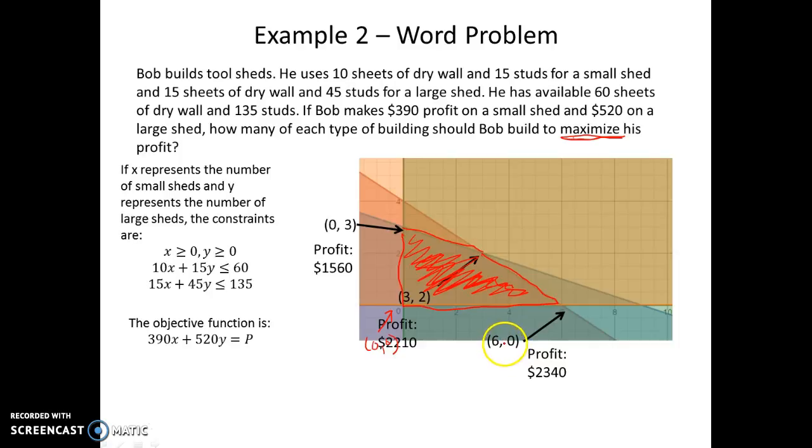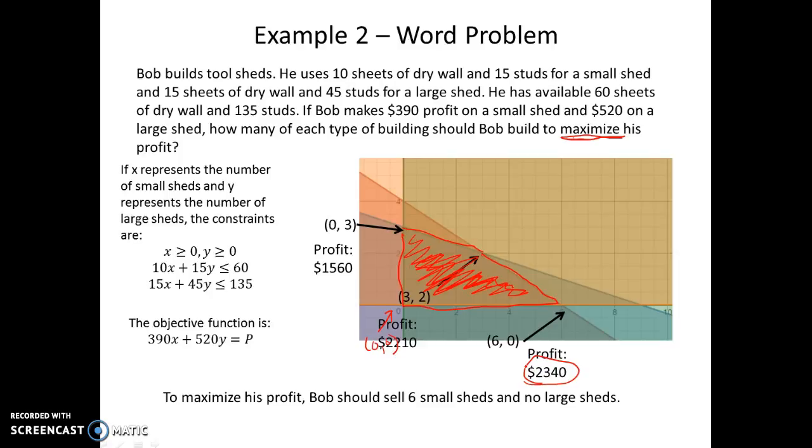Now I want to maximize my profit. So maximum profit is here at 2340. That tells me that Bob should sell 6 small sheds and no large sheds, since the X value has to do with the number of small sheds and the Y value has to do with the number of large sheds. I hope that makes sense.